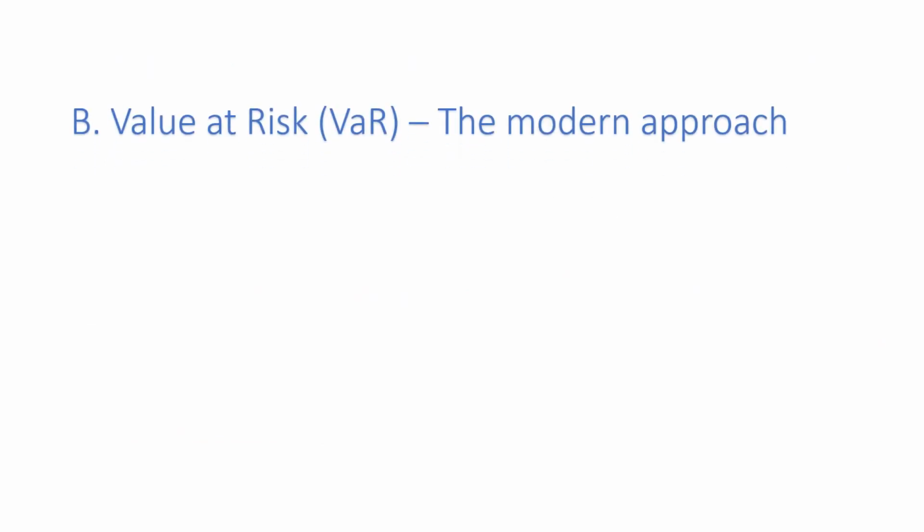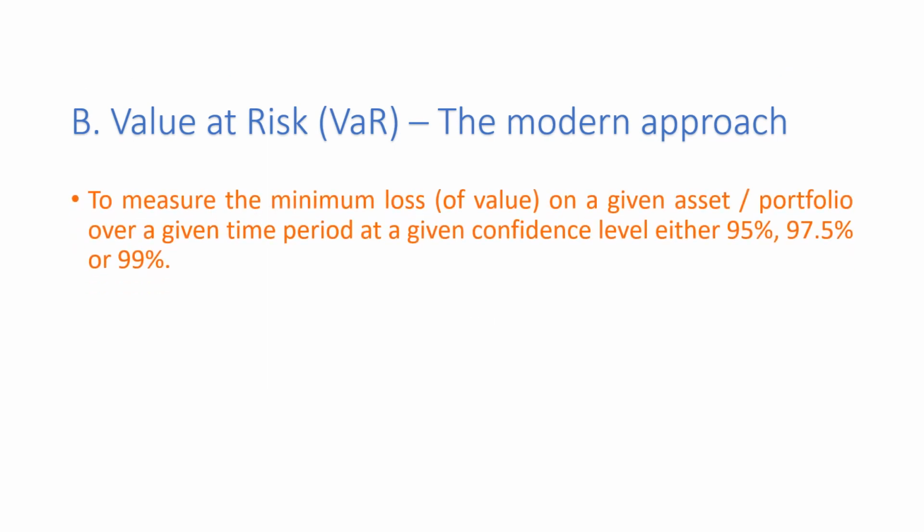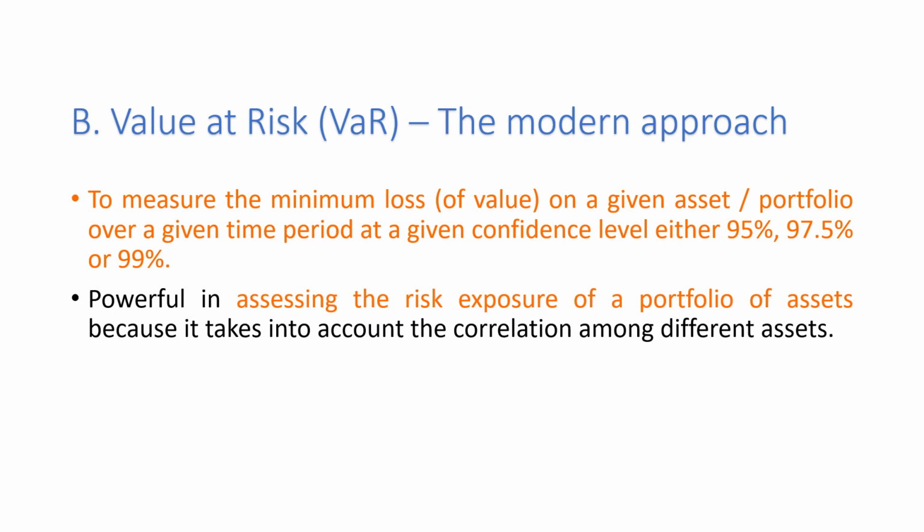The second bank internal risk assessment model is value at risk, the modern approach. Value at risk seeks to measure the minimum loss of value on a given asset or portfolio over a given time period, at a given confidence level, either 95%, 97.5%, or 99%. Value at risk is powerful in assessing the risk exposure of a portfolio of assets because it takes into account the correlation among different assets.